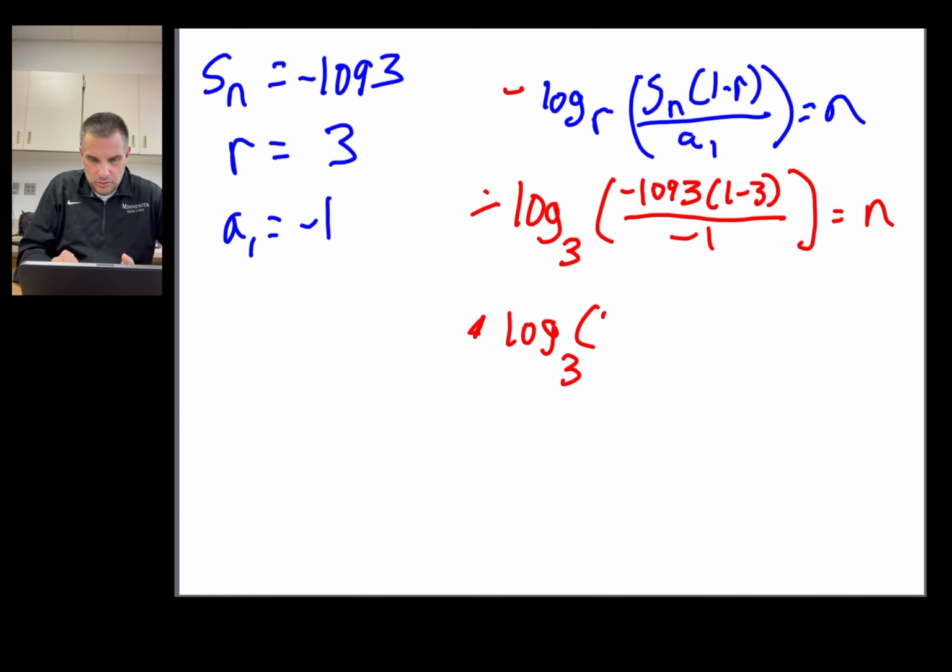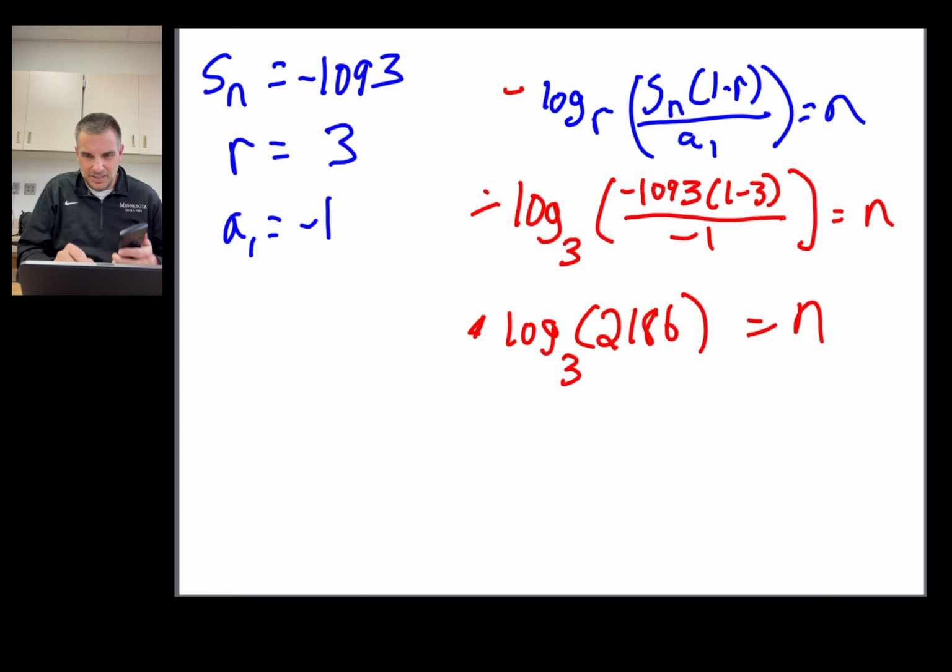So that's 2,186. So if I take the log of 2,186 divided by the log of 3, using the change of base formula, I get 7. Because we got the negative and the negative, I'm just going to make that positive, distribute that in there. So we got positive. So you get n equals 7.